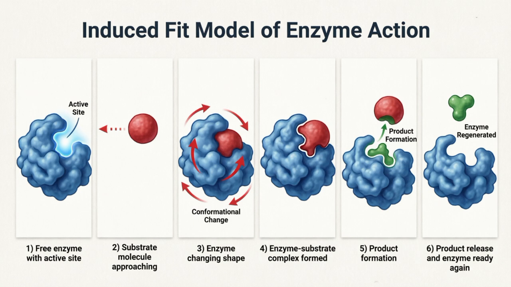Step 6 on the far right shows the final stage. The green products have been released and float above the enzyme. The blue enzyme returns to its original conformation, ready for another catalytic cycle. The label reads "product release and enzyme ready again," with "enzyme regenerated" noted above the products. This 6-step sequence demonstrates the dynamic nature of enzyme catalysis and the beautiful molecular dance that enables life itself.